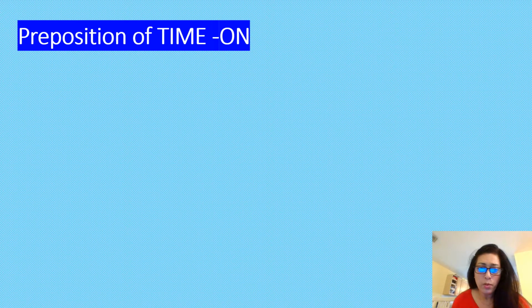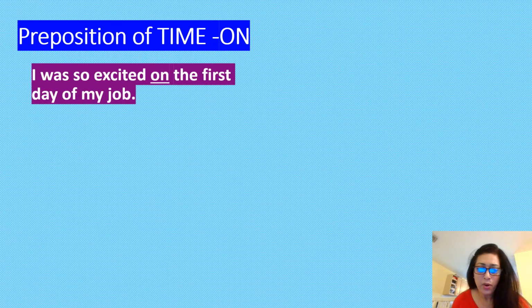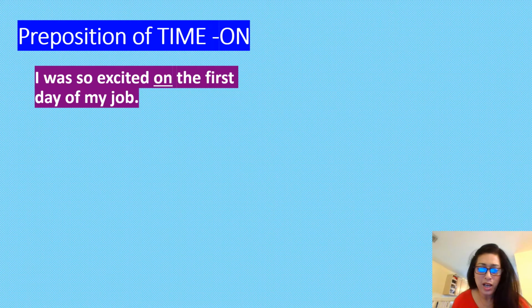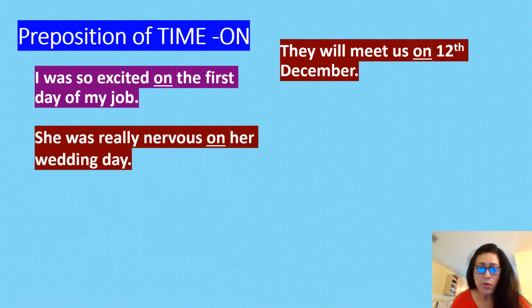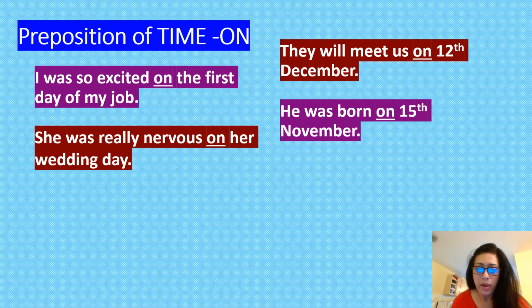Now moving on to the preposition of time, which is on. Like in, this is used for more specific points in time, like we already discussed. In this case, you use this preposition to indicate particular dates or days. Let's take a look at a few examples here. I was so excited on the first day of my job. They will meet us on 12th December.